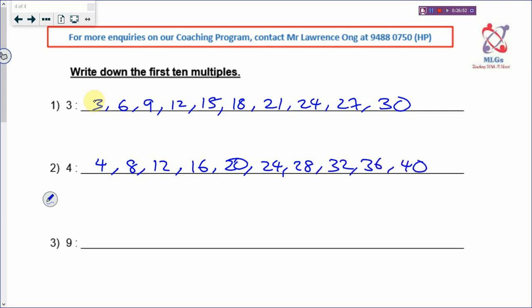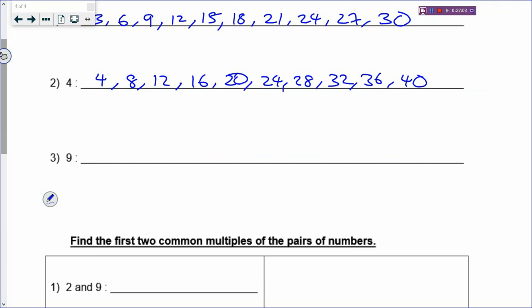So when you write multiples, you write a list of numbers. But if you write factors, how do you get factors? You have to do something times something to get your factors. But for multiples, you have a list, a string of numbers. Okay, next one, multiples of 9.